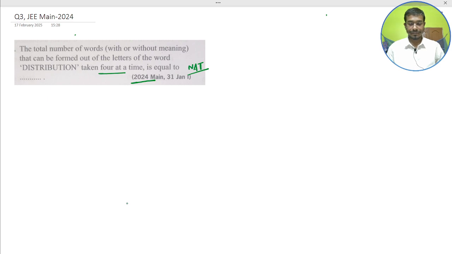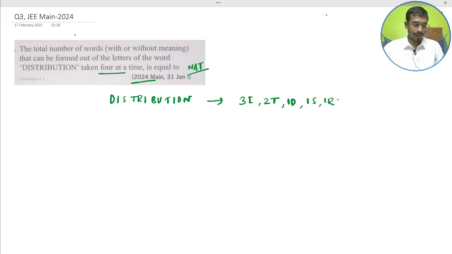So here the important thing is the word distribution, that is, the Bantwara. In this word, there are 3 times I, 2 times T, 1 time D, 1 time S, 1 time R, 1 time B, 1 time U, the letter U is 1 in the word distribution, 1 time O, and 1 time N.